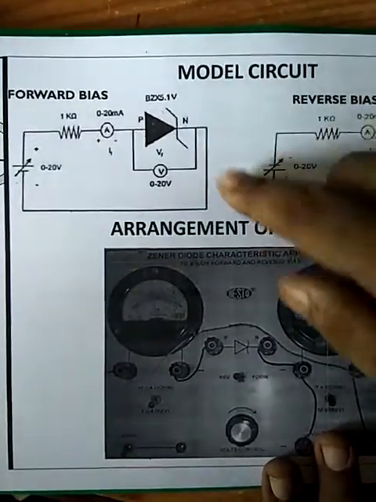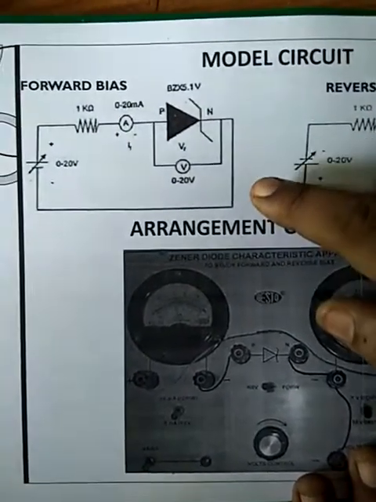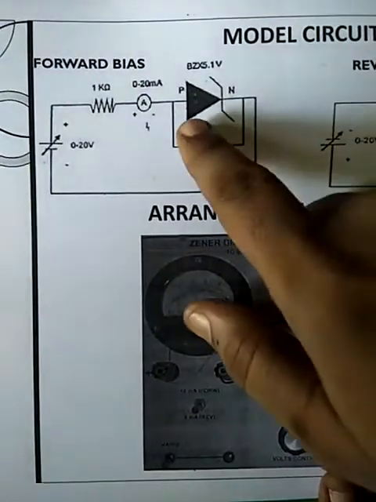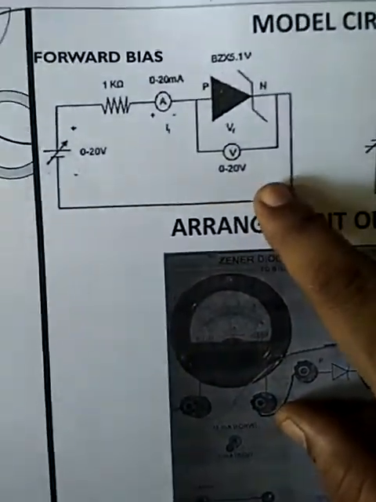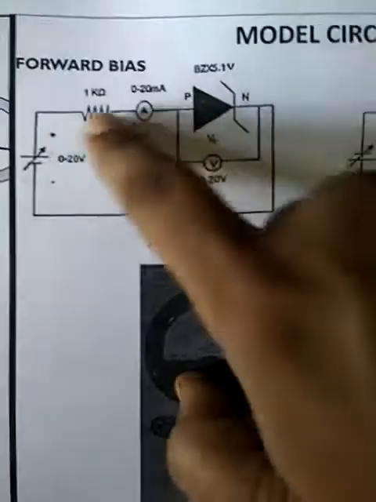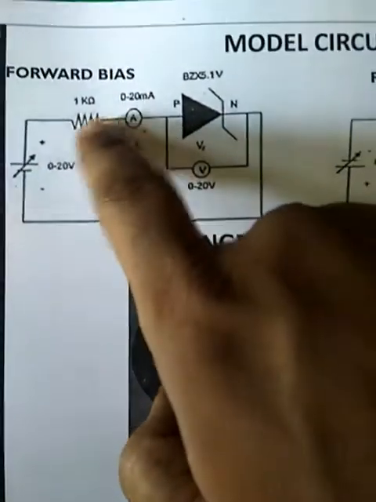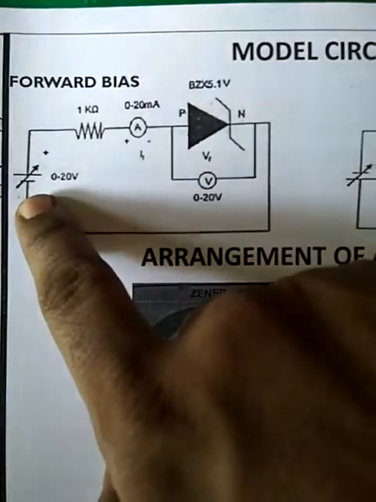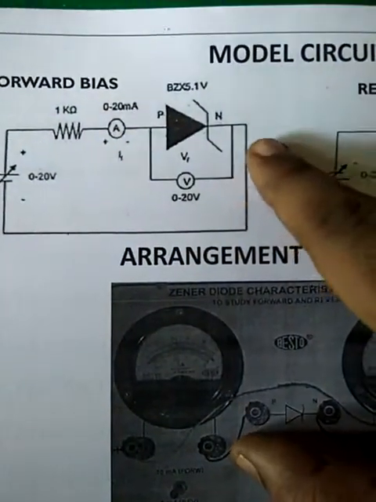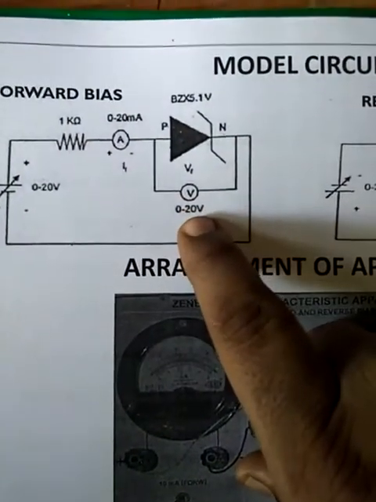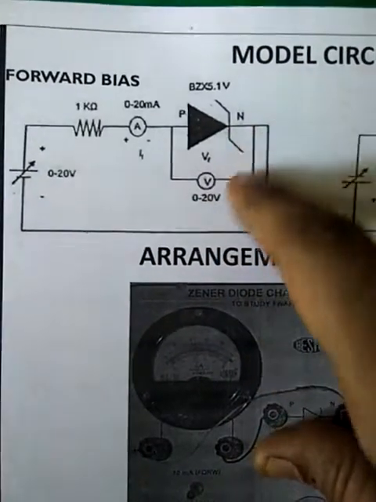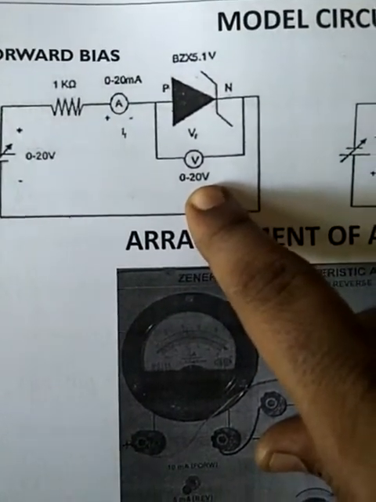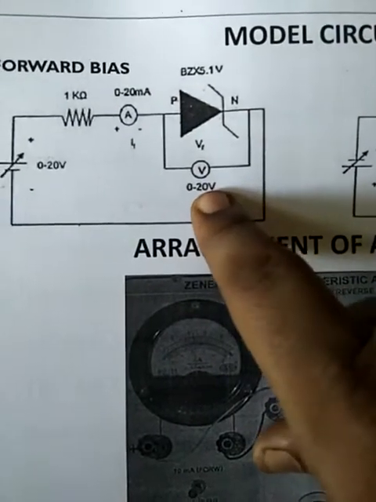Now we shall operate the Zener diode under two bias conditions. First we are discussing the forward bias condition, where the P region of the diode is connected to the positive terminal of the battery through an ammeter and then a resistance, and the N region is connected to the negative terminal of the battery. A voltmeter is connected in parallel to the diode to measure the voltage across the diode.